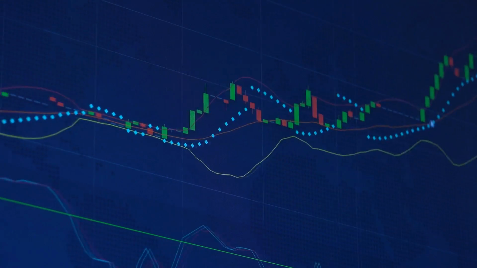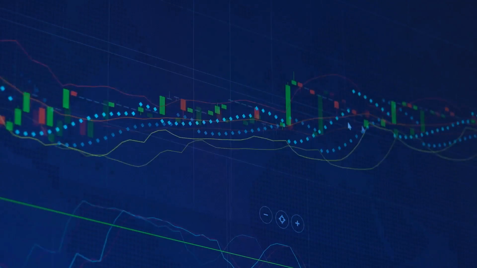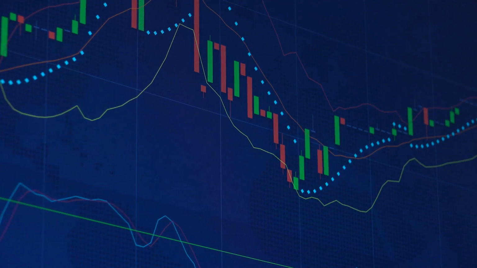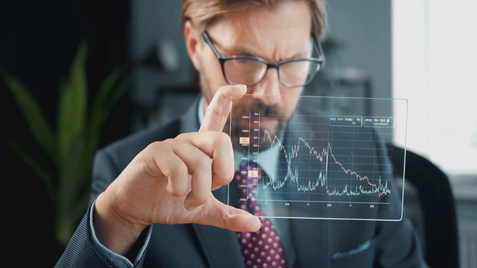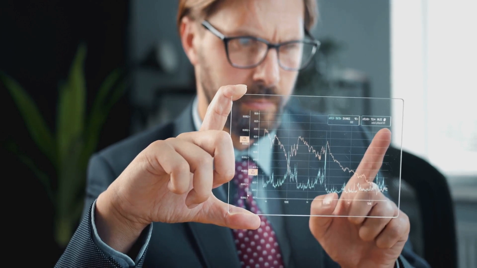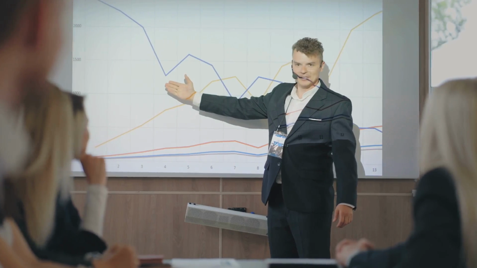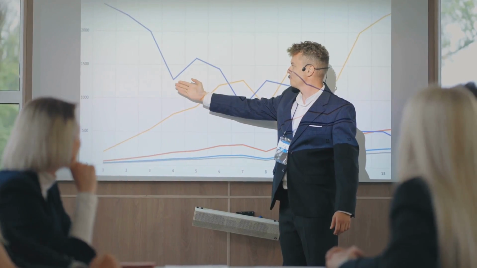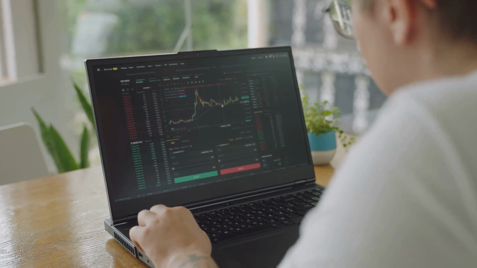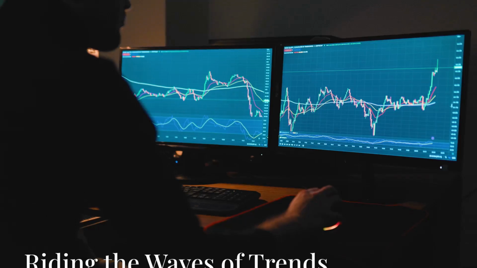As you gain experience in technical analysis, you'll develop an eye for spotting these patterns and interpreting their significance. The more you practice, the more confident you'll become in your ability to read the language of the market and make informed trading decisions. In the next section, we'll delve into the fascinating world of trend analysis, exploring how to identify and capitalize on market trends.